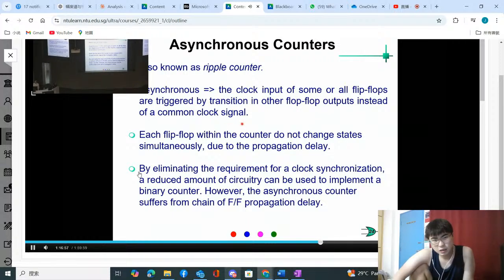This means that in the earlier part, what we learned is that every flip-flop is tied to the same clock signal. Now, some flip-flops are tied to the previous Q output. The first Q output goes to the clock of the second flip-flop, then the Q of the second flip-flop goes to the clock input of the third flip-flop, and so on. So there's a name called ripple. That's why the asynchronous circuit needs less circuitry. Each flip-flop within the counter does not change state simultaneously due to the propagation delay.